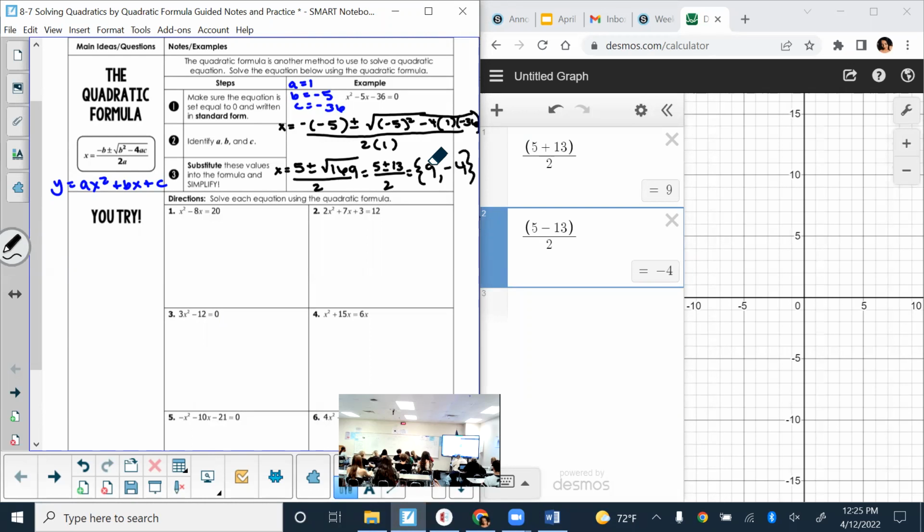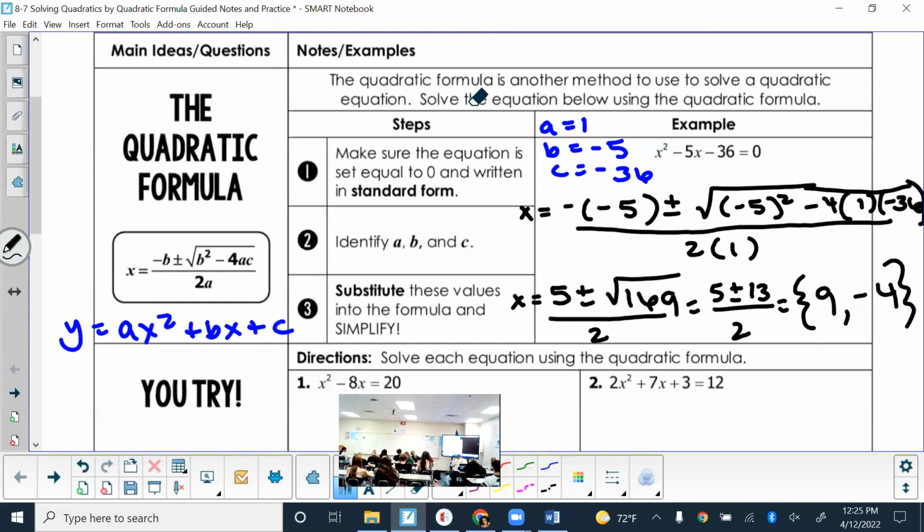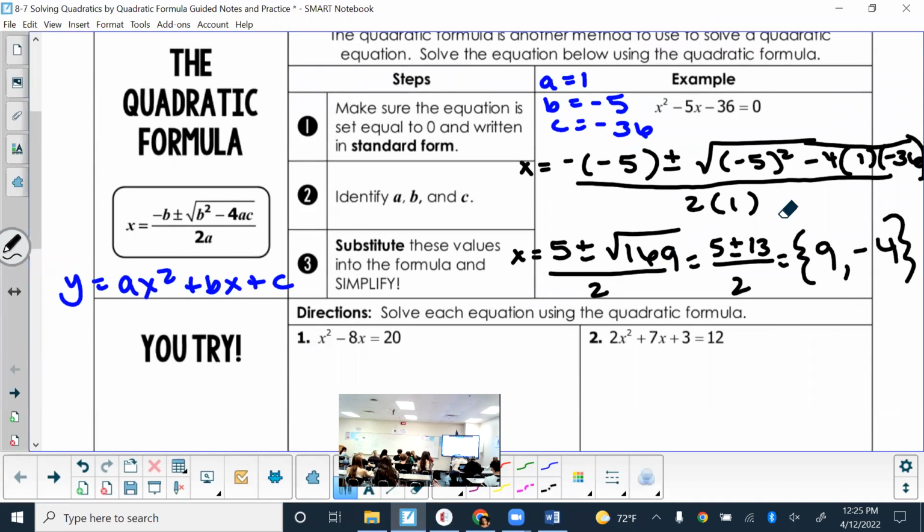All right, let's try one more together and then I'll give you a couple to try. So then now let's look at number 4. About to scroll down. If you're still writing, write quickly.